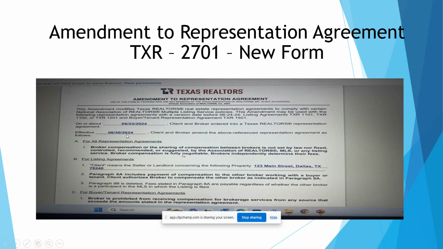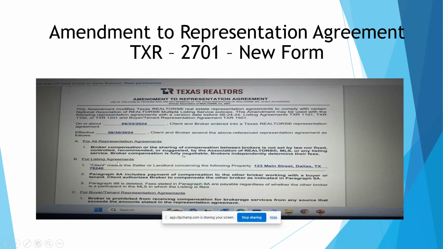Effective, and I put June 30th as the date, the buyer or the seller and United amend the above referenced representation agreement as follows. And you go here, for all representation agreements, A1, broker compensation or the sharing of compensation between brokers is not set. That's what it's all about. It is not set, it is negotiable. And that's what this paragraph is all about right here, A1.